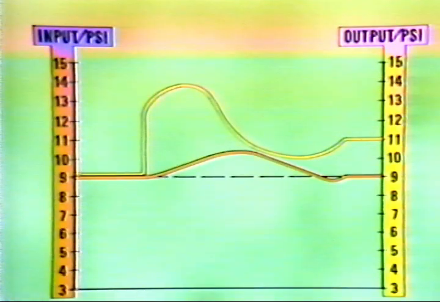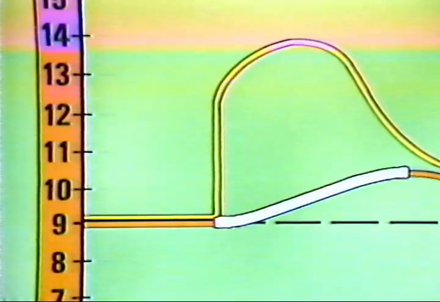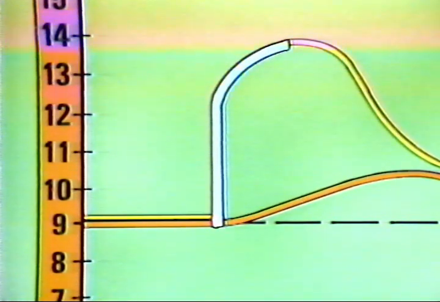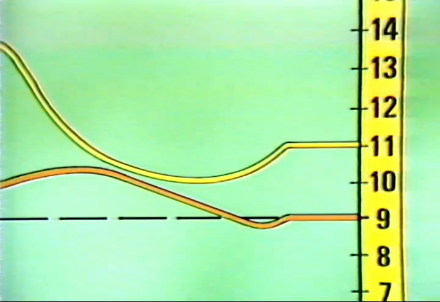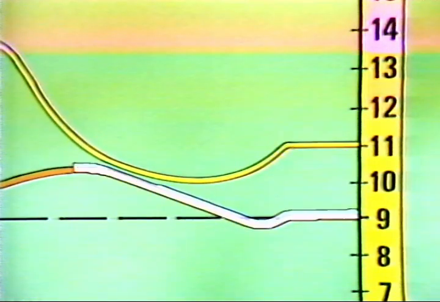We can call the controller represented here a proportional plus reset plus rate controller. Since it combines all three control modes, it's typically called a three-mode controller. As the process variable moved away from set point, the controller's output received an immediate boost due to rate control. Then reset control eliminated offset and returned the process variable to set point.